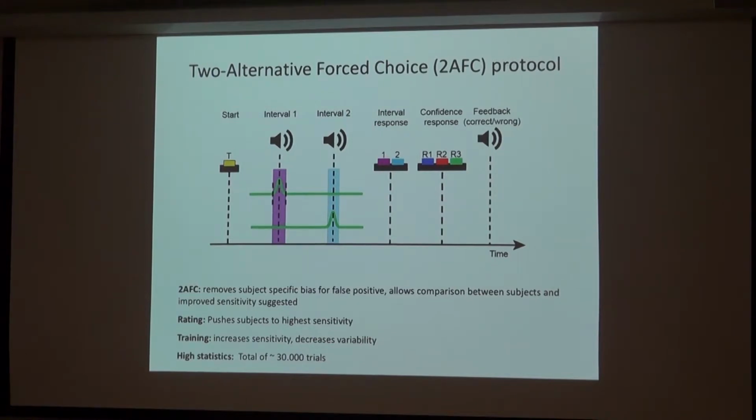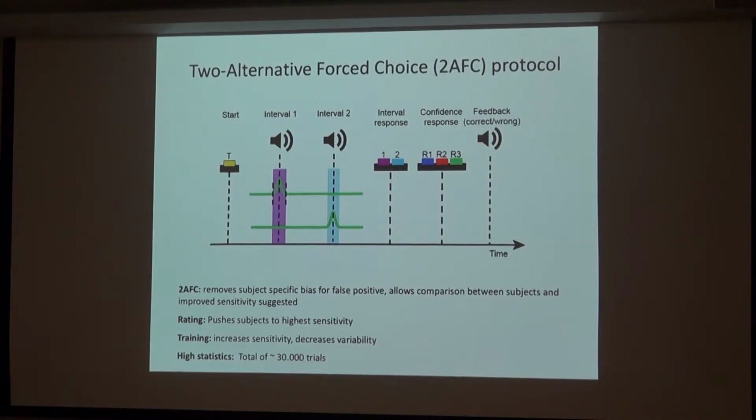We also incorporated training before the subjects entered these experiments to further familiarize them with the stimulus that they would be receiving. And we used high statistics. So in total, the data that I'm showing you is based on 30,000 trials. Initially, we repeated the same experiments that I was showing you before. We changed the intensity of light and looked at the probability of the correct response for various subjects.